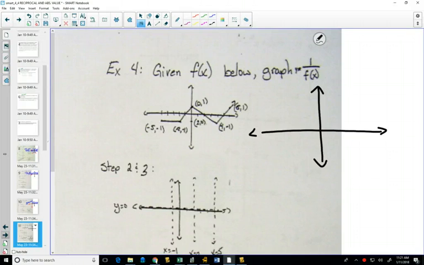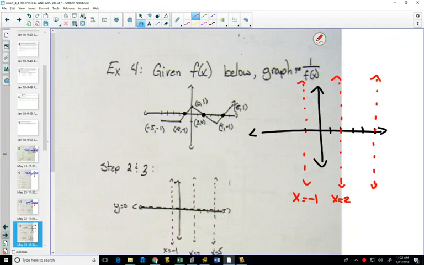So when drawing the reciprocal graph, the first thing we look at is our asymptotes. Do we have any x-intercepts? We have one there, and one there. So we're going to have asymptotes at -1, 2, and 5. So at x equals -1, x equals 2, and x equals 5.